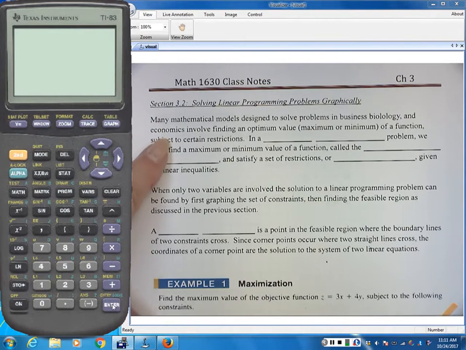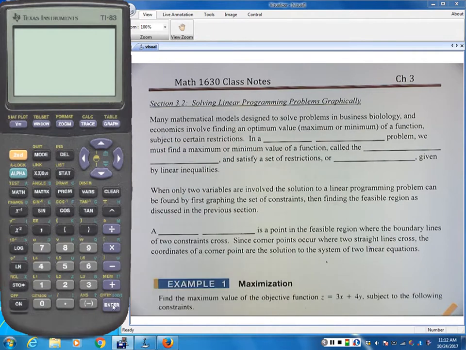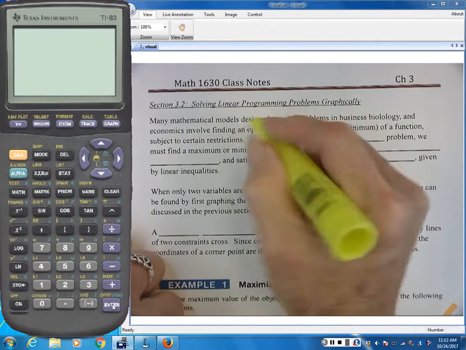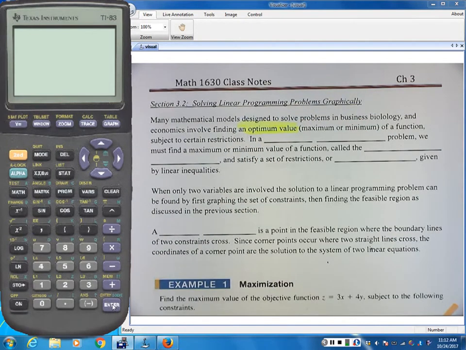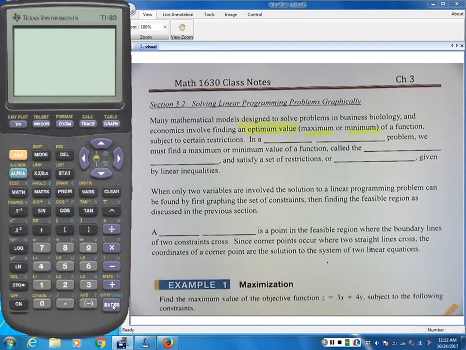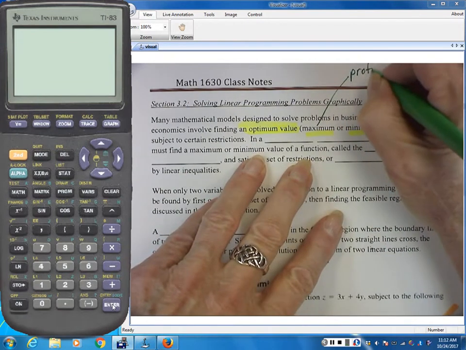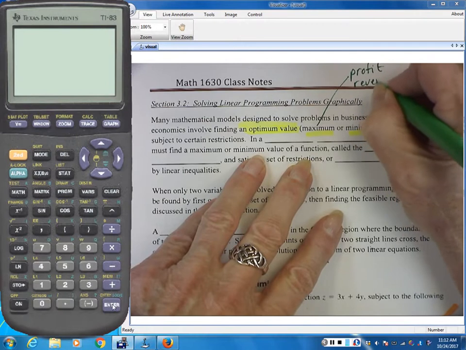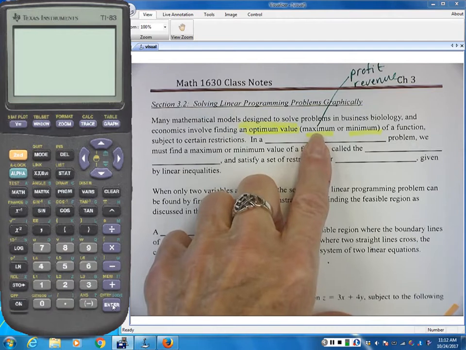There are a lot of mathematical models designed to solve problems in business, biology, and economics that involve finding something called an optimum value. Now, an optimum value is either going to be a maximum or a minimum. If you're talking about things like profit or revenue, then I would think it makes sense that I would want to find the maximum amount of profit I could make, or the maximum amount of revenue that I could take in, because I'm making money.